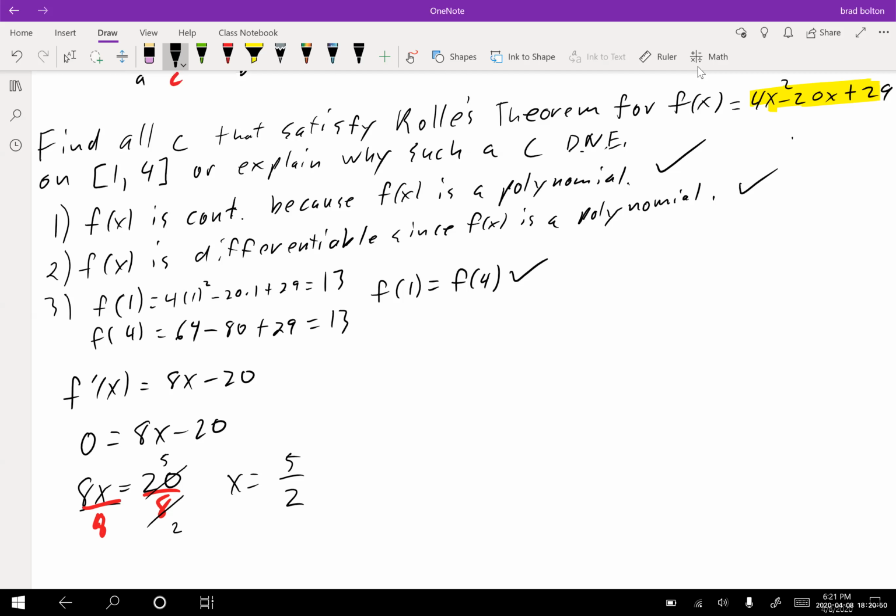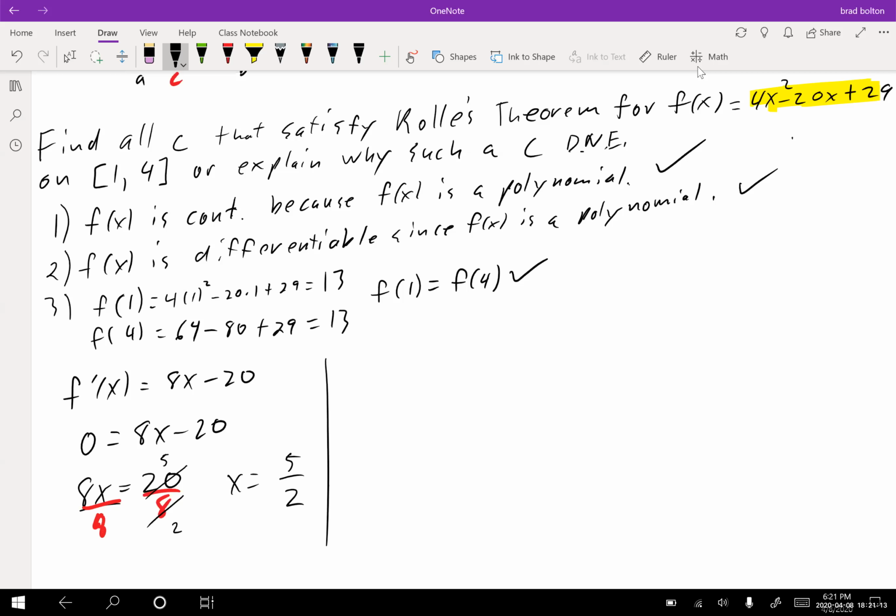Which we knew would happen. How did I know for sure I was going to find something? How did I know for sure that I was going to get an answer? Well, I knew for sure because Rolle's theorem promised me: if you satisfy the 3 criteria, part 1, part 2, and part 3, differentiable, continuous, and f of a equals f of b, then I promise there will be an f prime of c equal to 0.